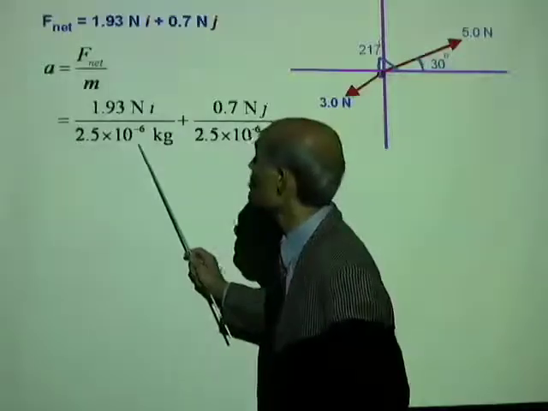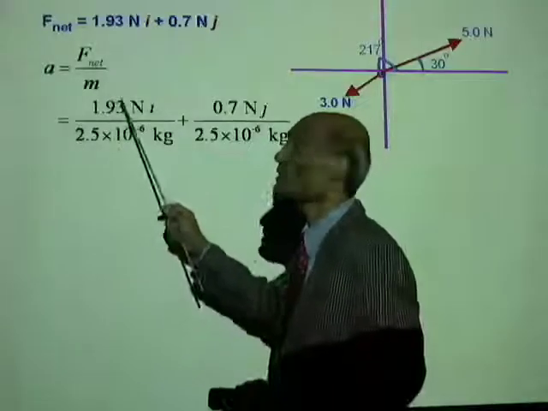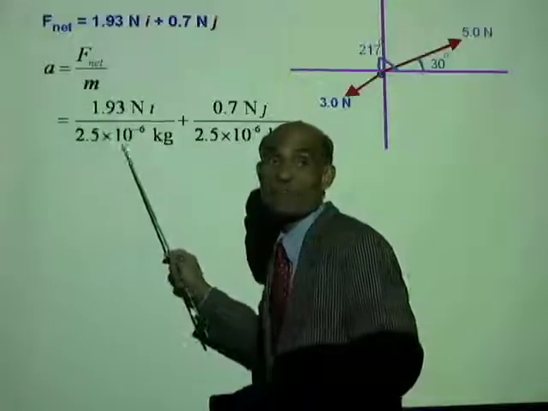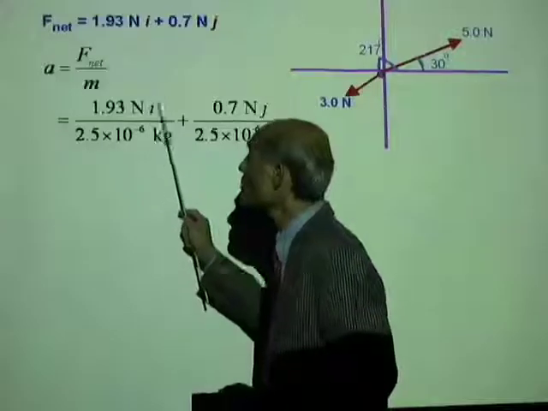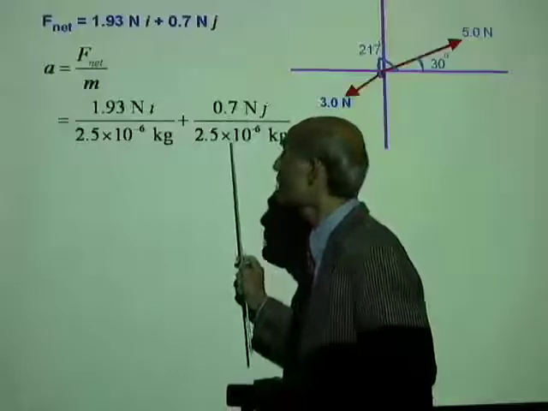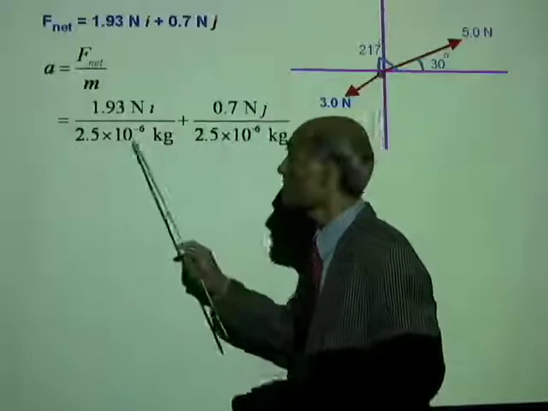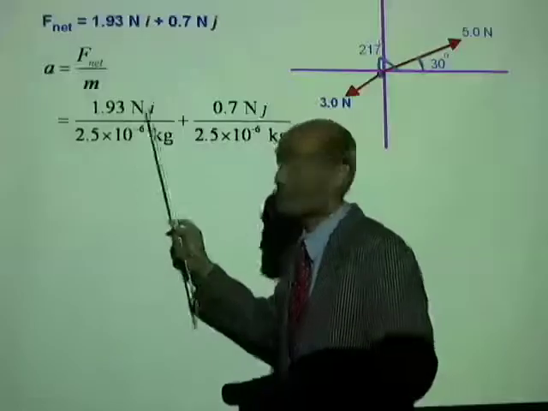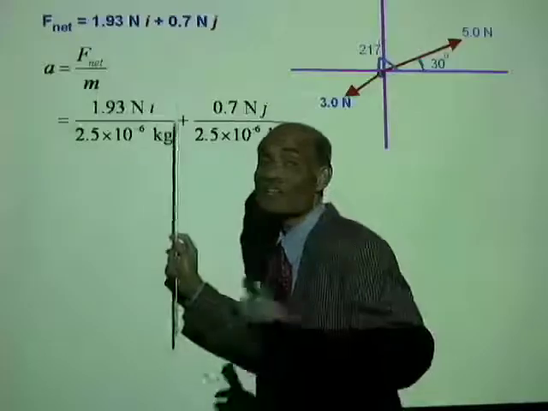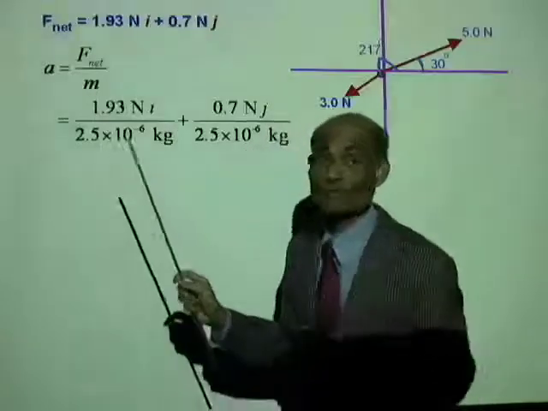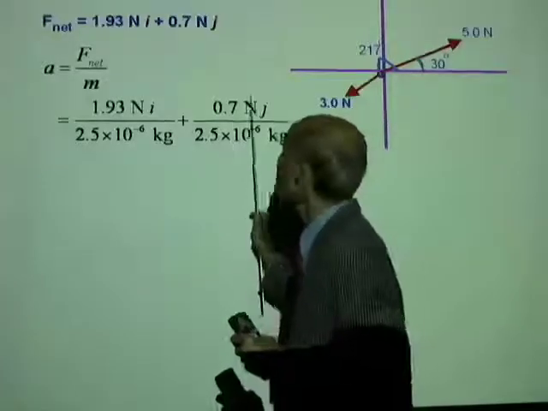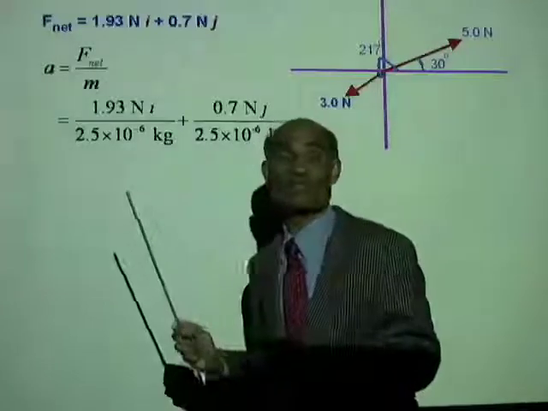So this will be 1.93 divided by 2.5 times 10 to the negative 6, F over m, the x force divided by the mass, and that will be the x component of the acceleration. The y force divided by the mass. Did I say this is the acceleration? No, this is the mass. The x component divided by the mass gives you the x component of the acceleration. The y force divided by the mass gives the y component of the acceleration.